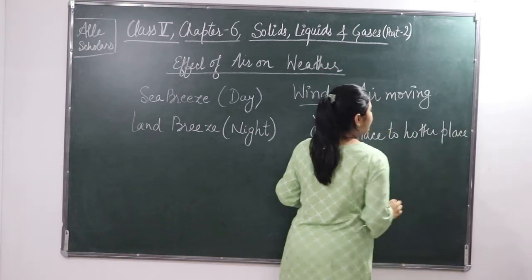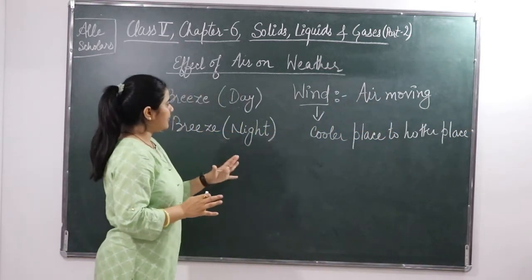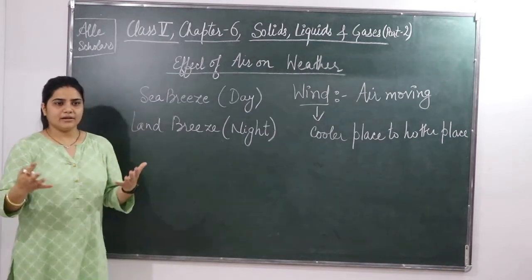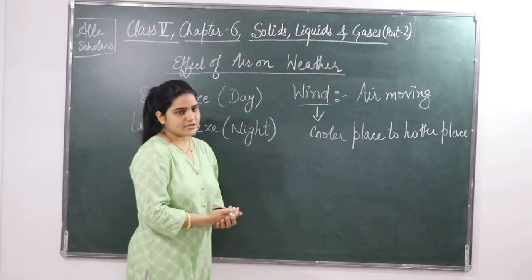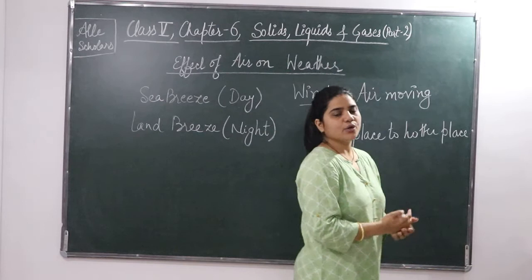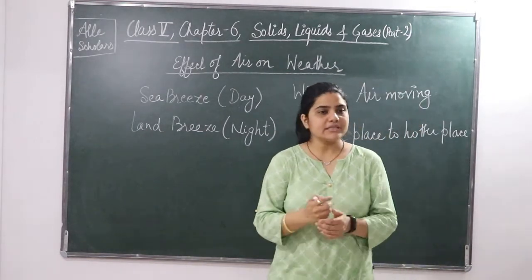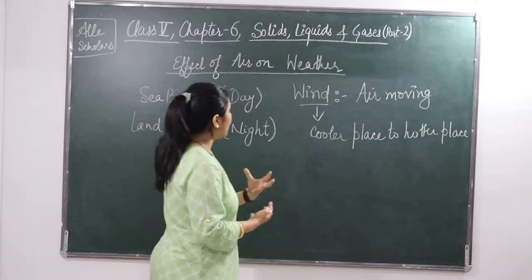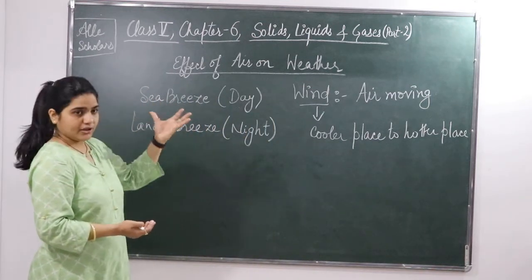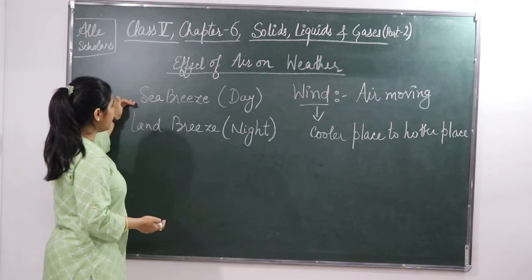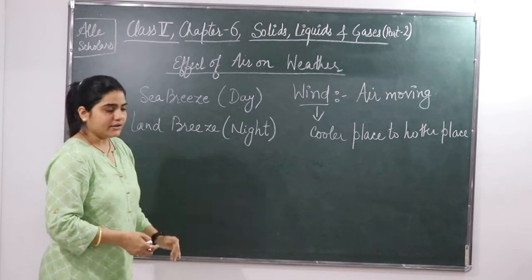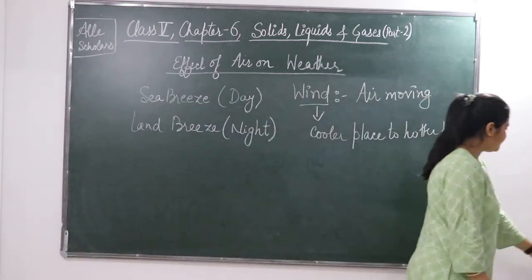Okay, so we learned what wind is: moving air is wind, and this wind always goes from a cooler place to a hotter place. Now we will see what the effect of this wind is. Effect of air on weather: how sea breeze and land breeze are being created.